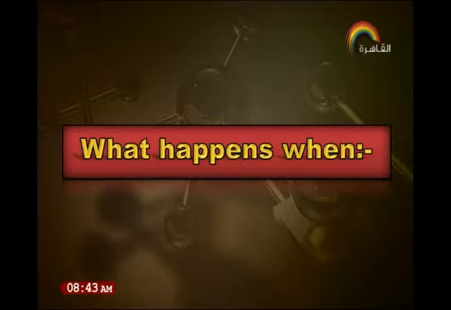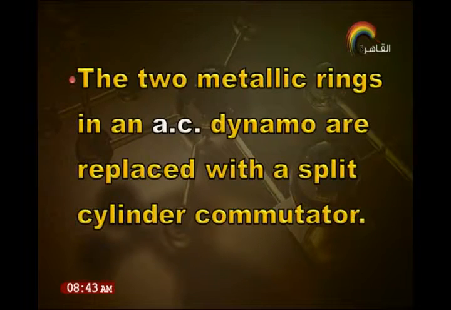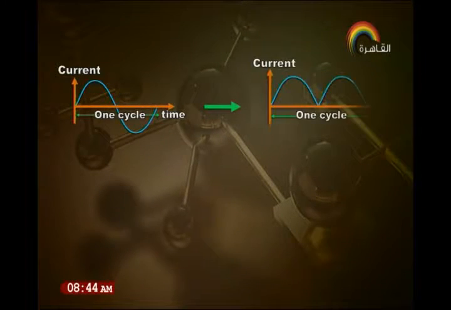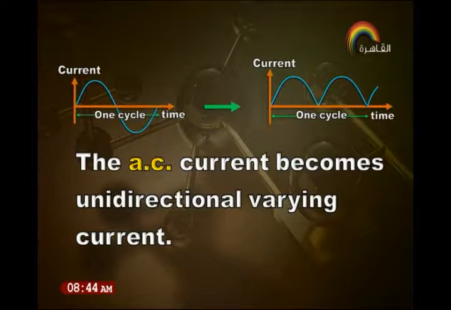And now we've got another type of questions. What happens when the two metallic rings in an AC dynamo are replaced with a split cylinder commutator? The current changes from AC current into unidirectional pulsating current. So the AC current becomes unidirectional varying current.